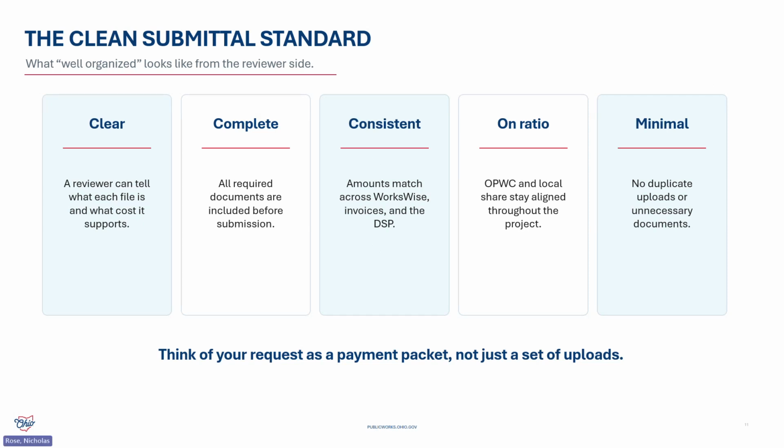From the reviewer's side, a clean request is clear, complete, consistent, on ratio, and minimal. Clear means we can tell what each file is and what cost it supports. Complete means that the documents that apply to this request are actually there. Consistent means the numbers agree across WorksWise, the invoices, and the disbursement signature page. On ratio means that OPWC and local participation stay aligned. And minimal means we have what we need without duplicate or outdated documents mixed into the record.